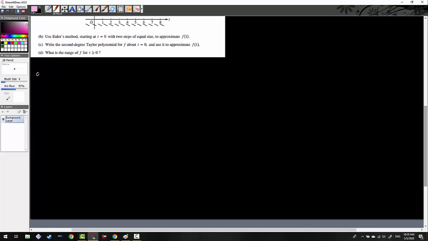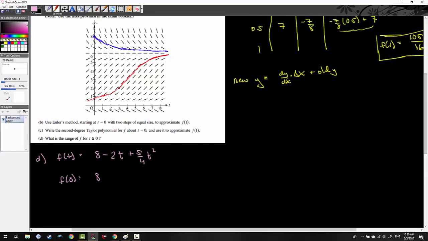Part D, it says, what is the range of f for t being greater than or equal to 0? Well, remember, our f of t at this point in time is 8 minus 2x, or rather 2t, I should call it 2t, plus 5 over 4 t squared. Now, if I look at f of 0 for a second, that gives me 8. And why is that important? That tells me which curve we're talking about. We're talking about the top curve here, because the top curve has a y-intercept of (0, 8).